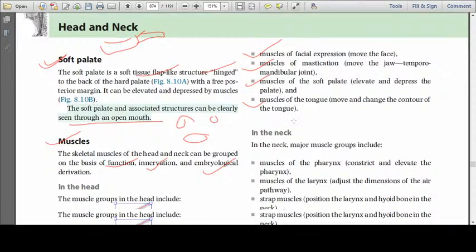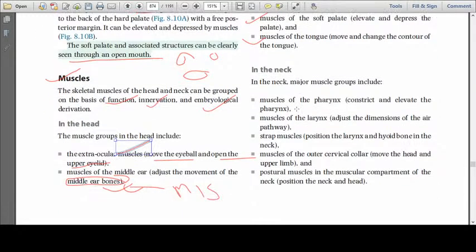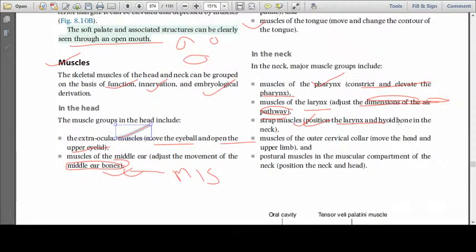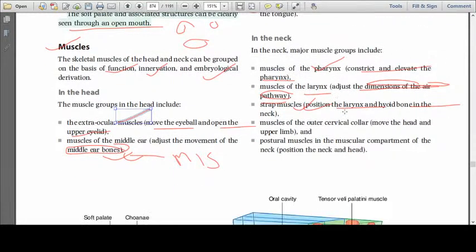So let's look at the neck. In the neck, the muscles include the muscles of the pharynx, the constrictors and elevators of the pharynx, which help in constriction and elevation of the pharynx. Muscles of the larynx, the openers of the air pathway, help in vocal speech, I guess. Strap muscles position the larynx and hyoid. Every muscle has its role. Muscles of the outer cervical collar move the head and upper limb. And the posterior muscles are in the muscle compartment of the neck.